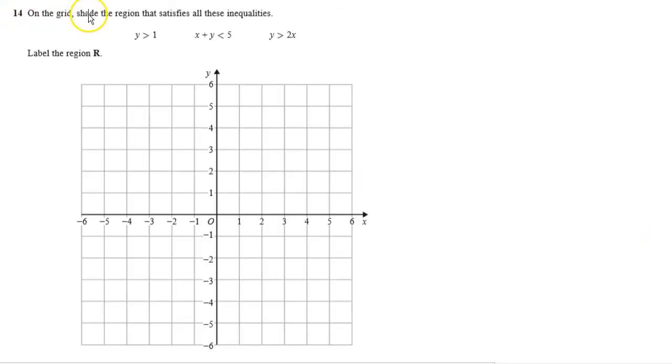Question number 14. On the grid, shade the region that satisfies. Number 1 is y is greater than 1. So this is 1. So this is the line, which will show this is not a complete line because it is not greater than or equal to. So this is y is greater than 1. So this line shows where y is greater than 1. And if it is greater than, it means this area. We'll shade it later.